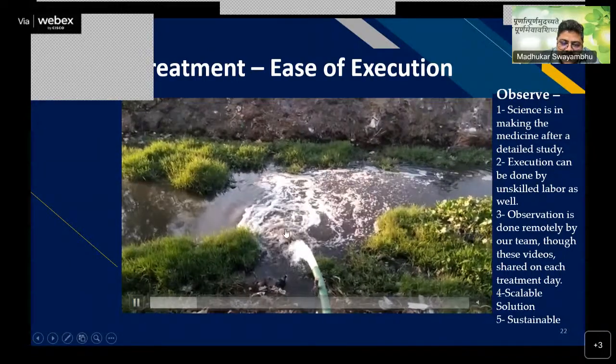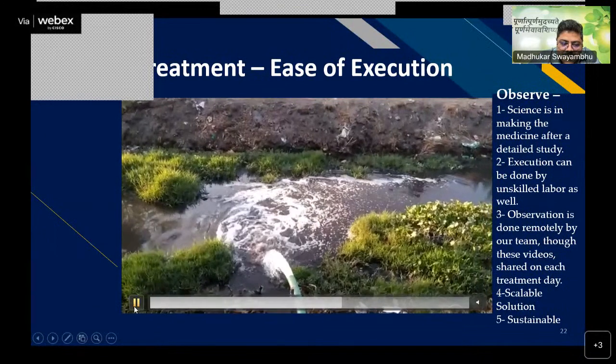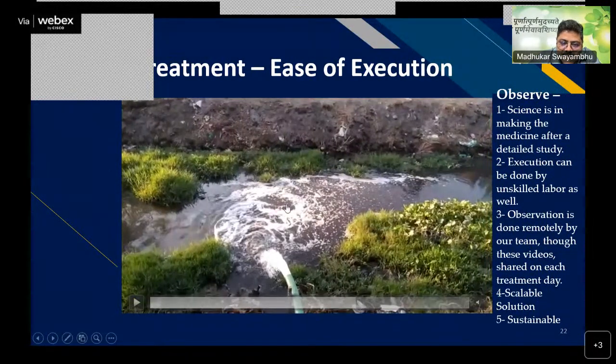Now, this is the pouring which is happening early morning at the time of sunrise. What you can observe here is a lot of froth and a lot of grayish black substance oozing out at the point where the dosing is happening. Now, what is oozing out is basically sludge. It is very well understood.